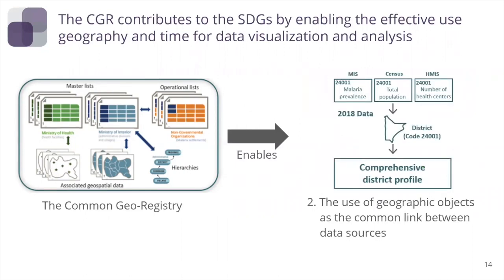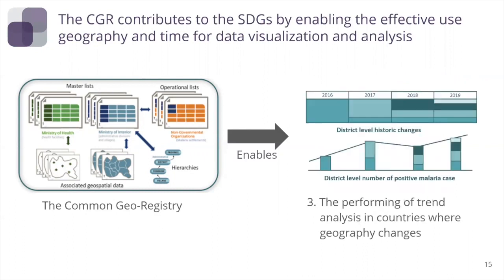Once a piece of data or information is properly contextualized in both space and time across information systems, geographic objects can be used as the common link between data sources. This allows to obtain a comprehensive picture of the situation for a given place, a district, for example, at a given point in time across all sources of information. Doing so supports decision-making.